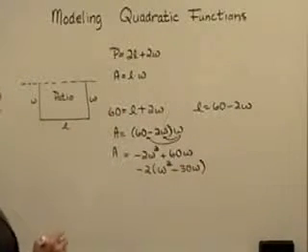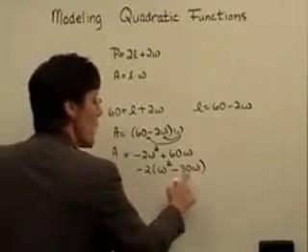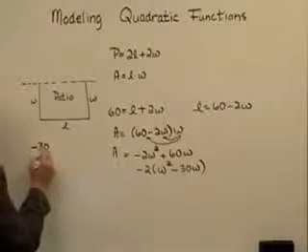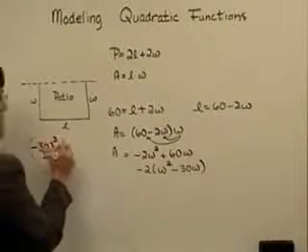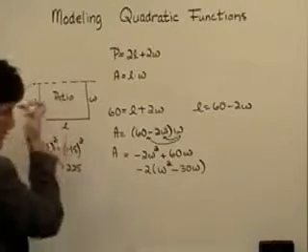Just going to step back and check that. Yeah, that looks good. To complete the square, I'm going to take half of this minus 30, and I'm going to do this over here. Half of the minus 30 and square it. So I'm taking a negative 15 and squaring it, and that's 225.